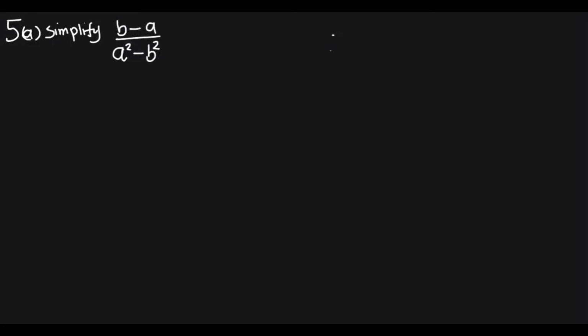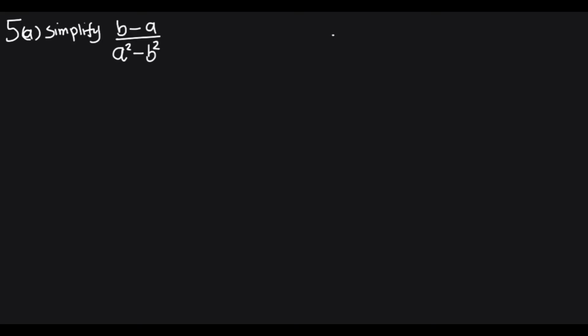In this video, we are going to continue with mathematics paper 2 for 2018. Now we'll consider this one as part 2. Now we'll begin from question 5a, simplify b minus a over a squared minus b squared. So now how can we simplify a question like this one?